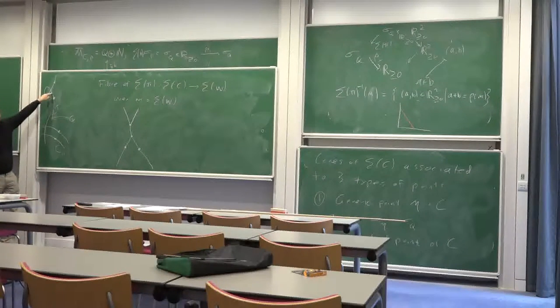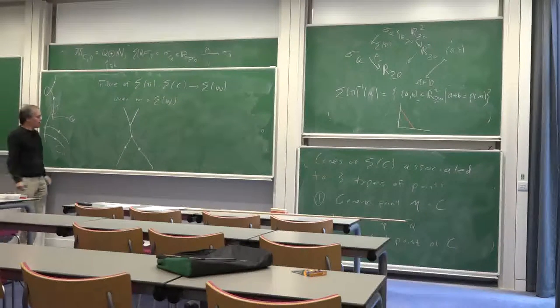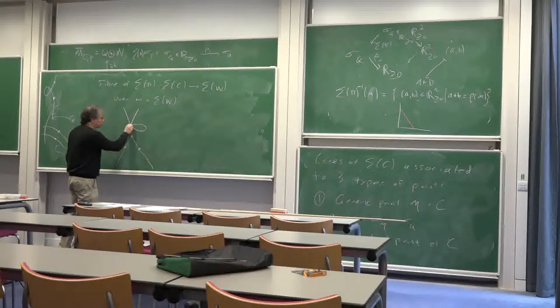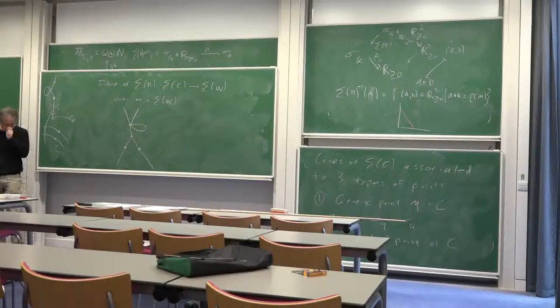And then self-nodes are slightly more complicated. That results in gluing the ends of the edge together and gives you a loop. So self-nodes correspond to loops. That requires being a bit careful about how you actually define tropicalization. So that's the fiber of this map over a general point of sigma W.